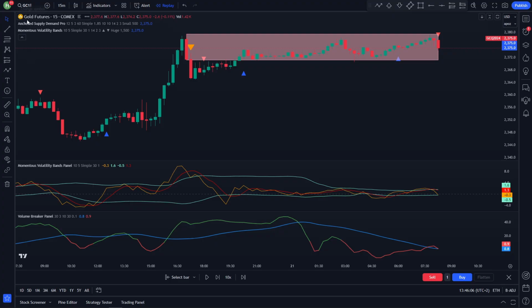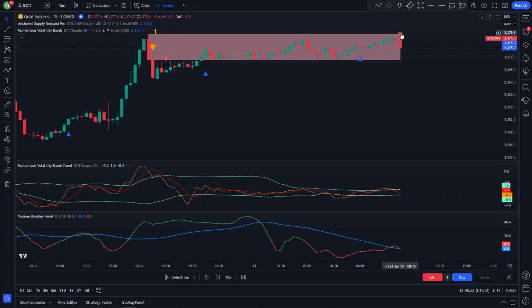For this example, I've selected gold futures in the 15-minute time frame. From the chart, we can see that price action has rejected multiple times away from the tested supply zone. The first rejection, which was identified by our Momentous Volatility Bands, didn't have enough volume for the bearish trend to start. However, this latest signal shows better volume and momentum, as we can observe from the Volume Breaker panel. It's important that we have all of the criteria of the strategy in place to ensure we have a high win rate for our trading.